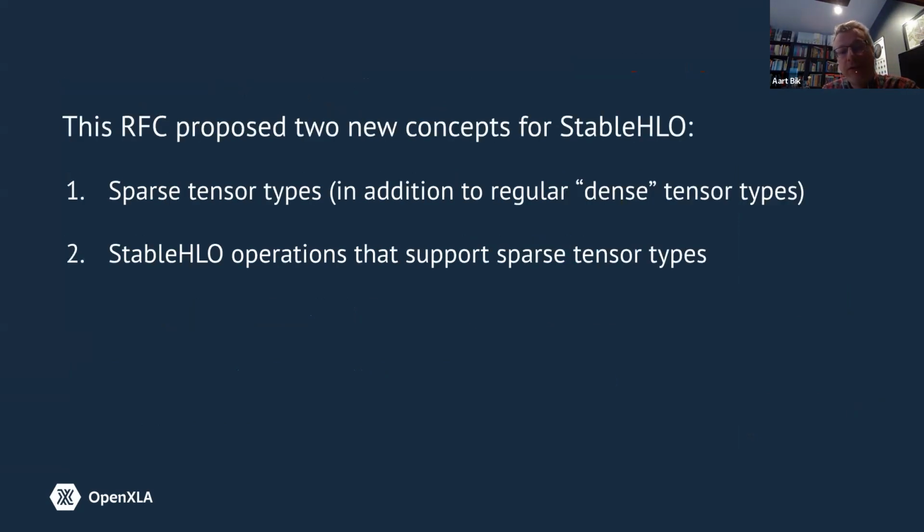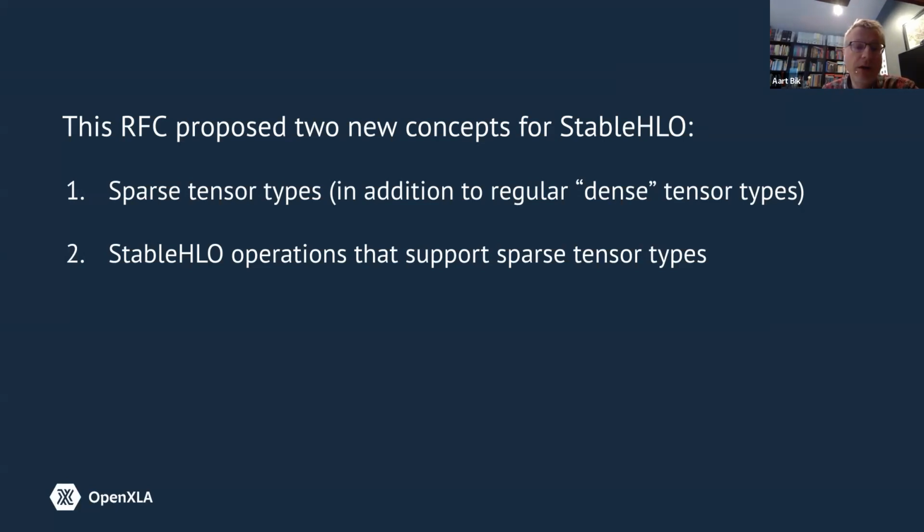So this RFC specifically only focuses on two concepts. We want to introduce sparsity to the tensor types. Tensor types in the dense sense are already part of StableHLO and are rather central there. And just like the quantization in the previous talk, we propose to add sparsity to that tensor type as an additional encoding or property, something like that. And I'll show an example of that in the next slide.